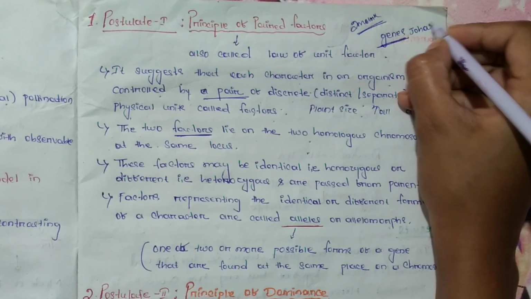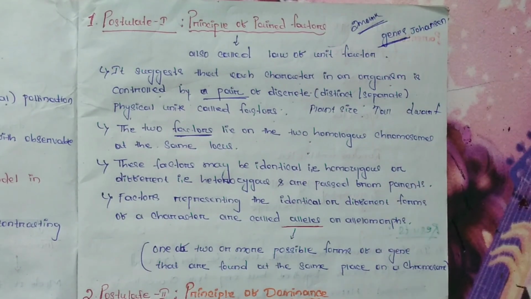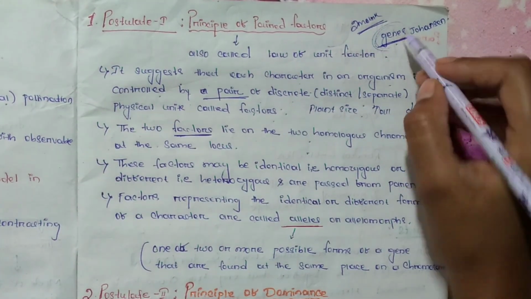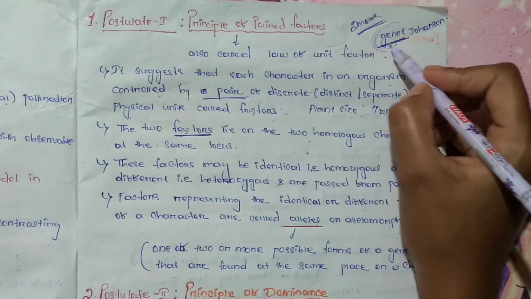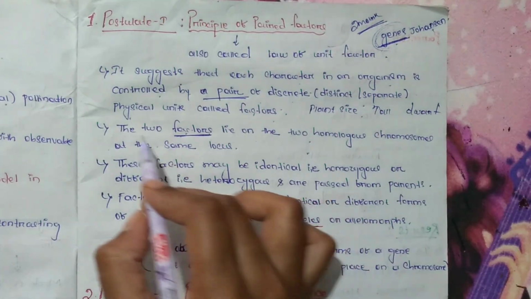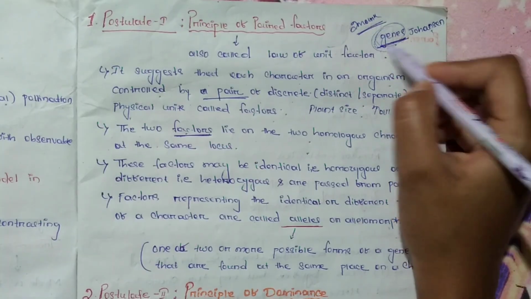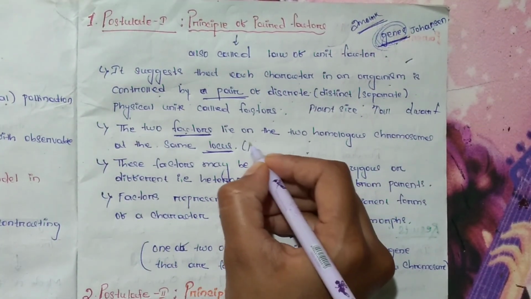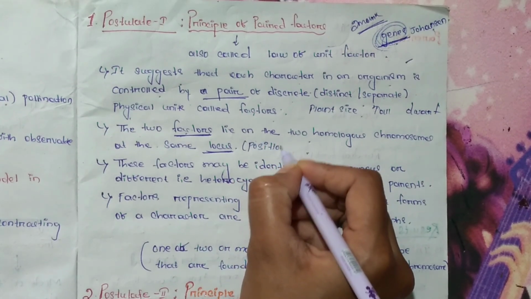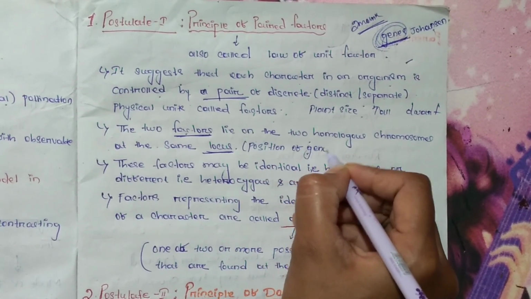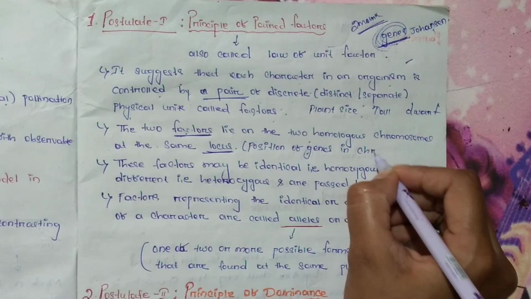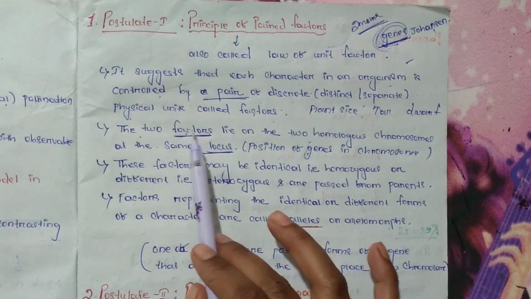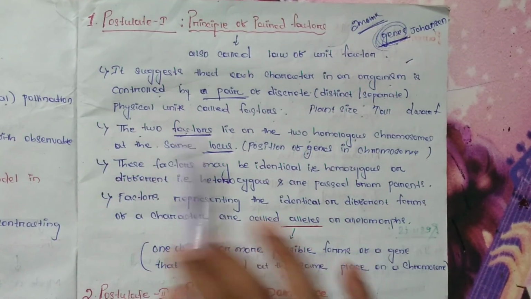We will study the discovery of genes later, but these factors were later named genes by Johansen. So the genes are present at different positions, and these positions are known as locus, the position of genes in a chromosome. Here he said the 2 factors lie on the 2 homologous chromosomes at the same locus.